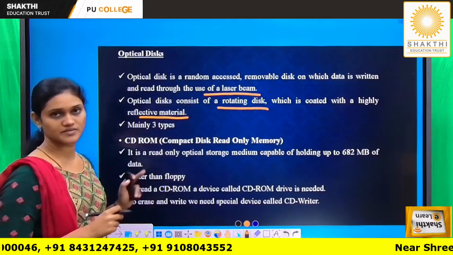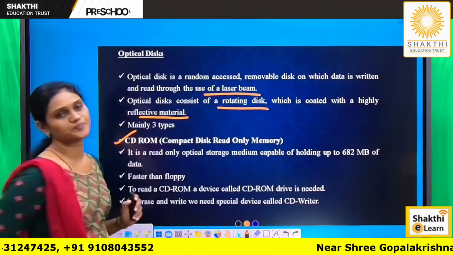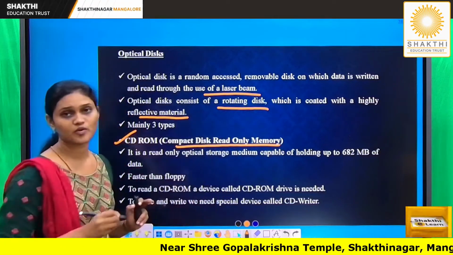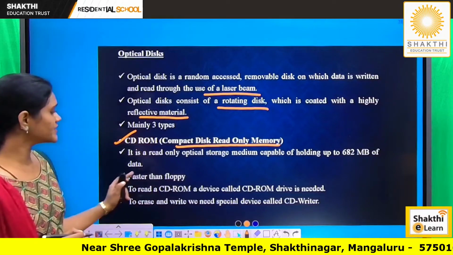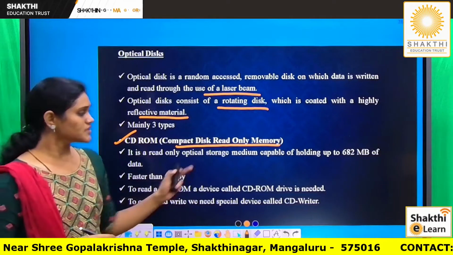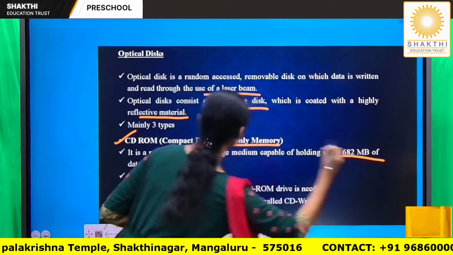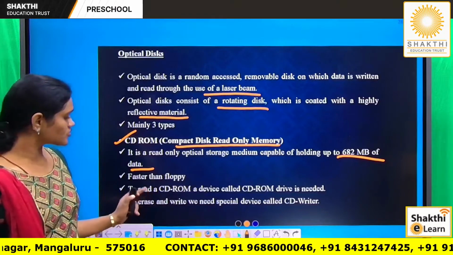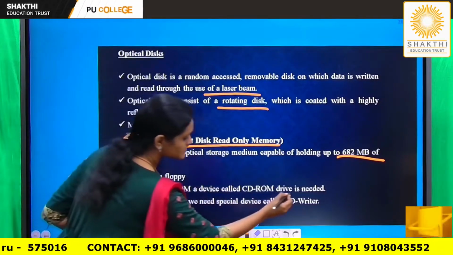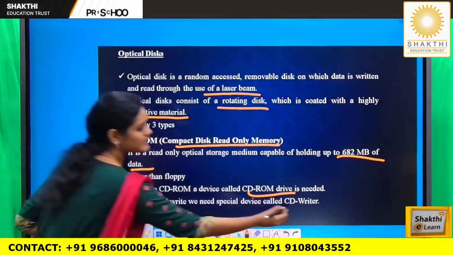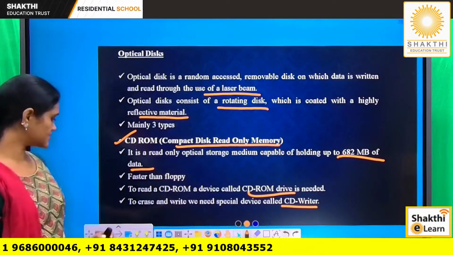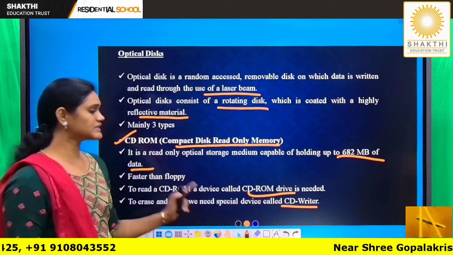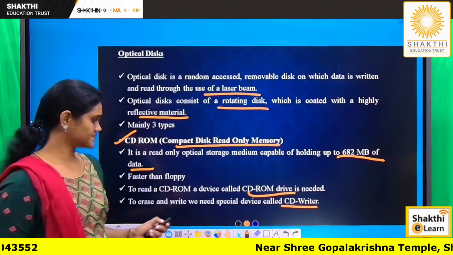Let's see each one. First one, CD-ROM, that is compact disc read-only memory. Very important 1 mark question. It is a read-only optical storage medium. It can hold up to 680 MB of data, and it is much faster than a floppy disk. To read a CD-ROM, you need something called a CD-ROM drive, and a CD writer to write into the disk. That is, if you want to erase and write, you need a CD writer; a CD reader is for reading. That's all.